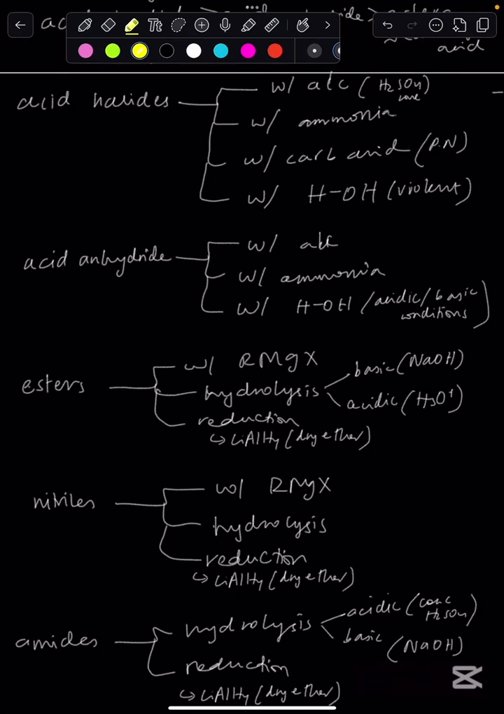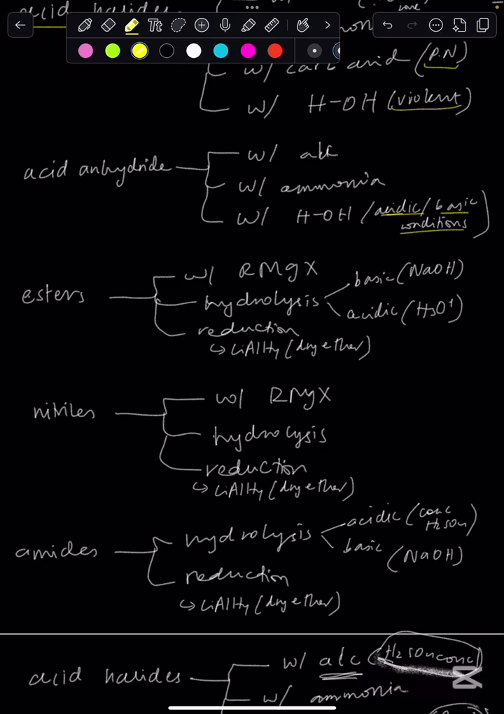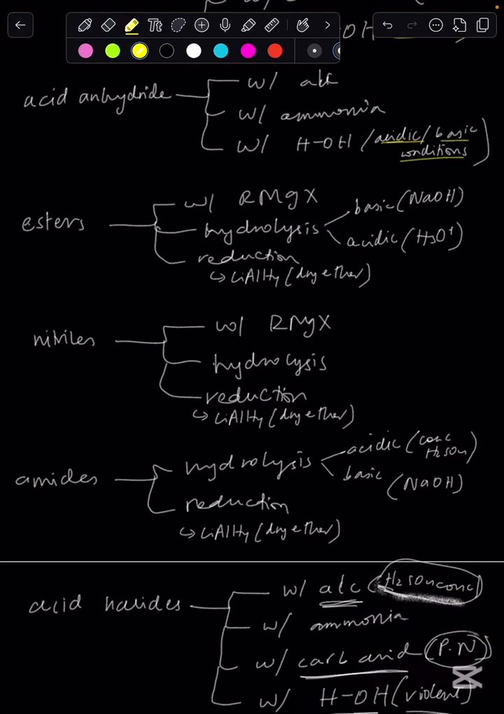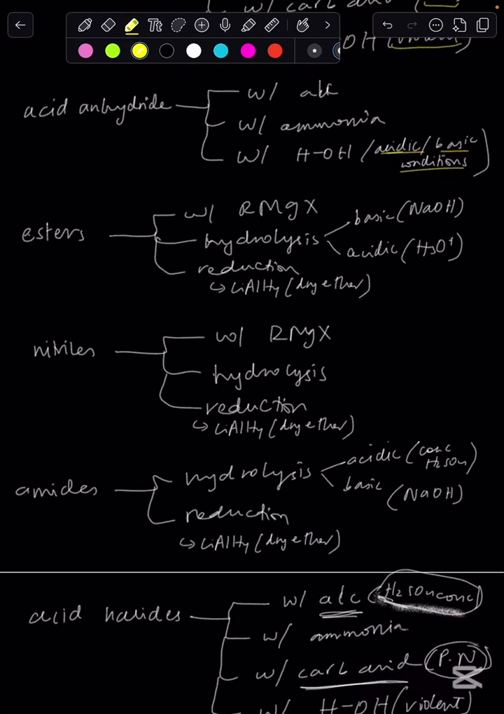So I also wrote out the reactants and the conditions involved. So for acid halides, with alcohol it's going to react with concentrated H2SO4, and then with carboxylic acid it's going to react in the presence of pyridine, and then with water it's going to give a violent reaction. For hydrolysis it's going to react in acidic or basic conditions. So basic conditions has sodium hydroxide, and acidic conditions will have either a proton or concentrated H2SO4. And then with esters it's going to give hydrolysis in basic conditions for saponification, and acidic conditions are protons. And for all the reduction we are going to use lithium aluminum hydride in dry ether.